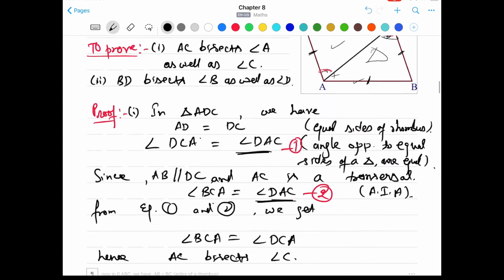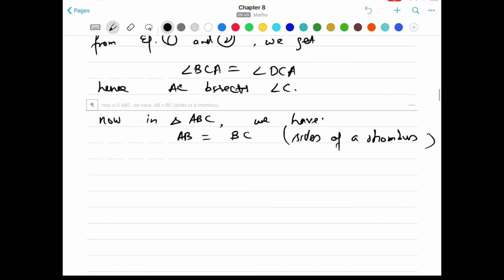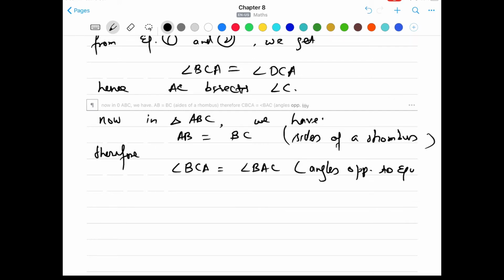So the angle opposite to AB is BCA, therefore angle BCA will be equal to angle BAC. The reason for this is that angles opposite to equal sides of a triangle are equal. So the angle opposite the equal side of a triangle is equal.